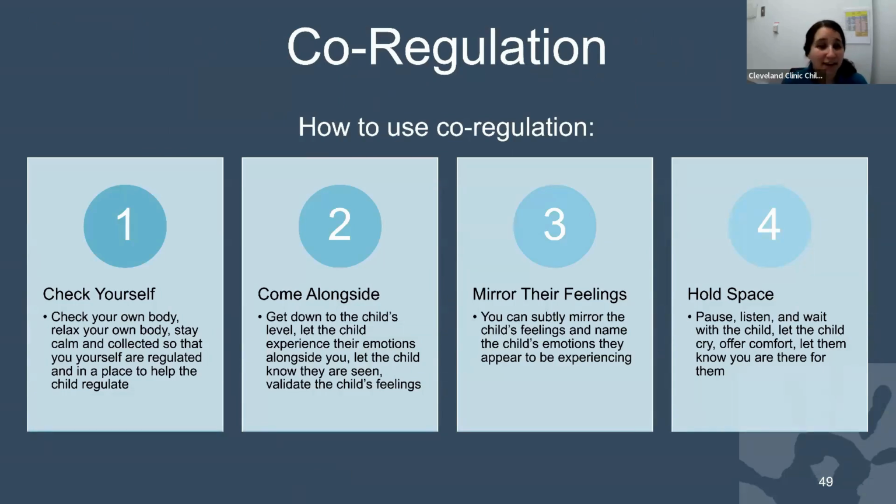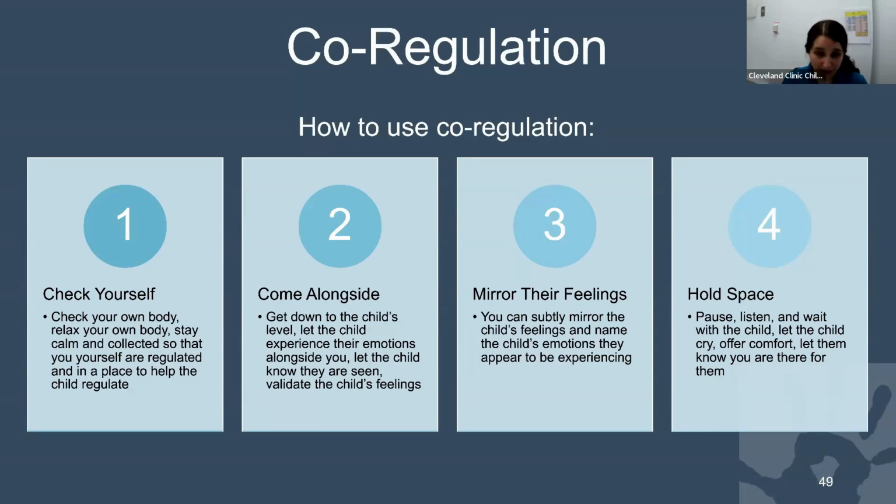All right, so again, we're going to talk a little about co-regulation. And so these strategies are a little bit more for how you all as parents can use co-regulation to help your child. Number one thing, check yourself. How are you doing? While your kid is tantruming and kicking and screaming, are you getting really anxious? Are you getting really frustrated? Are you wanting to just scream at your child? Check your own body, relax your own body, get yourself in a place to where you can help your child.